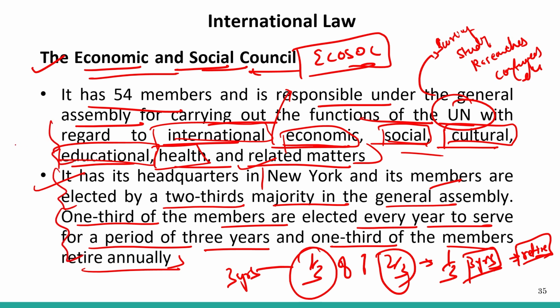The work is what exactly? This is the work of ECOSOC. This is the headquarters. This is the election process. And this is the total numbers, total members. I suppose you have understood what exactly is the main goal of ECOSOC.